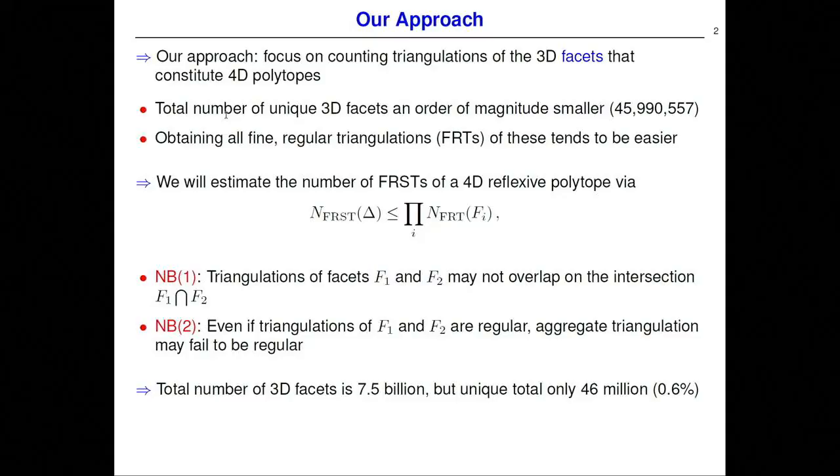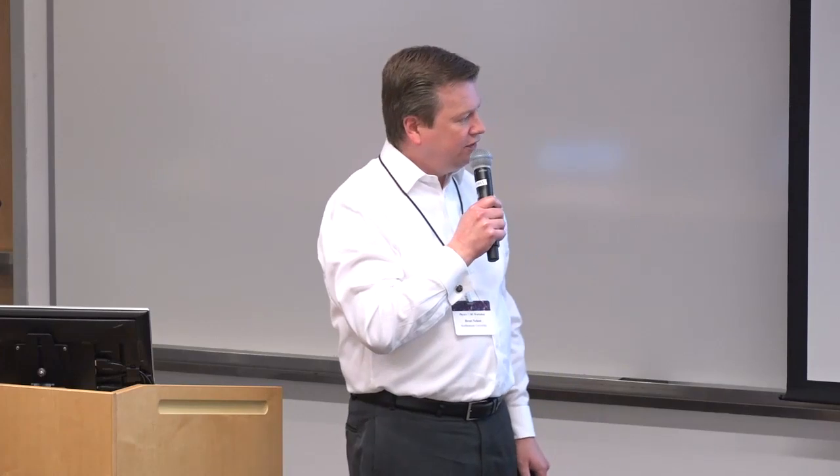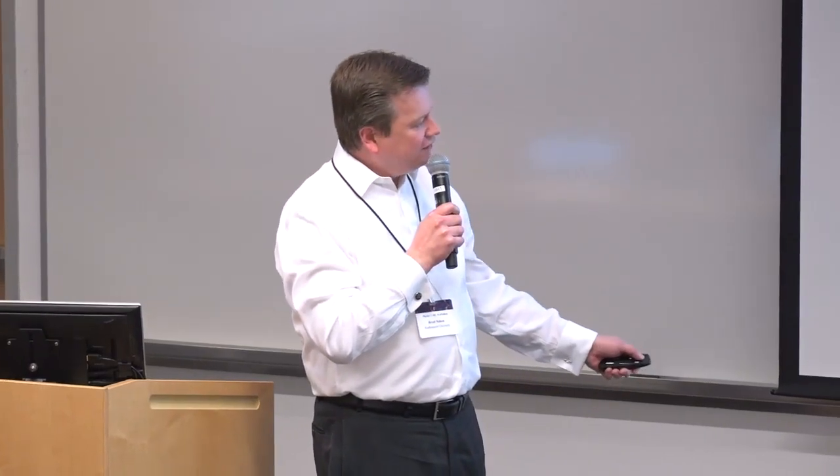So we wanted to train the machine to do this. The way we approached it was to take these four-dimensional polytopes and break them down into 3D faces and then triangulate those. That breaks the problem down by an order of magnitude. There's actually 7.5 billion of these, but only 46 million of them are unique.